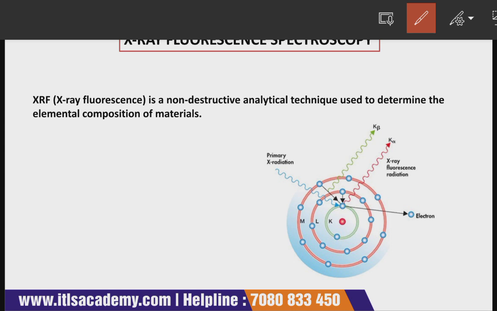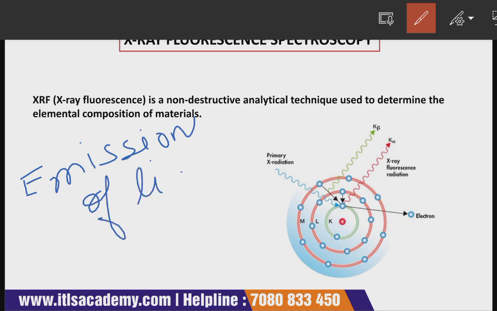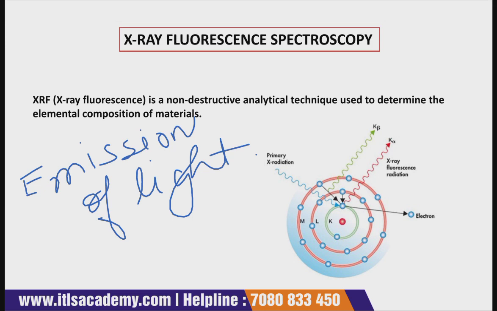Fluorescence means emission of light. A compound absorbs energy in the UV region and fluoresces in the visible region. We have already discussed that fluorescence means emission of light, basically from a molecule after the absorption of radiant energy.